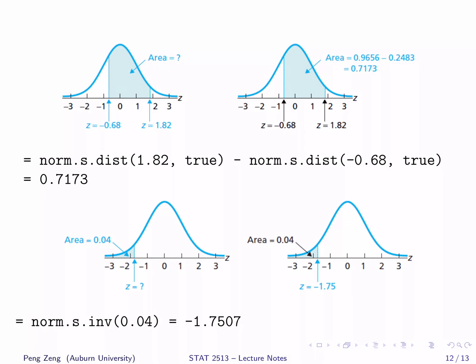What is the z-score such that the area to the left of z is 0.04? The Excel function is norm.s.inv 0.04. Excel can give us a more accurate answer, which is negative 1.7507. Using the standard normal table, we can only know that this number is approximately negative 1.75.